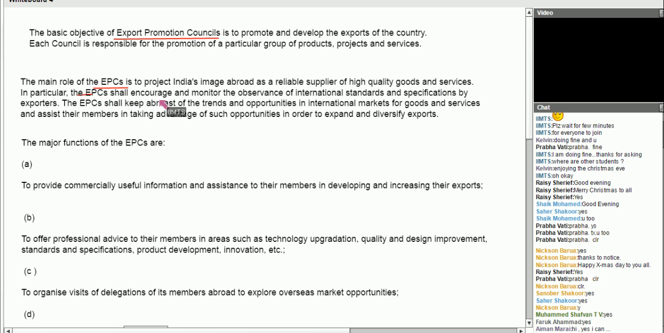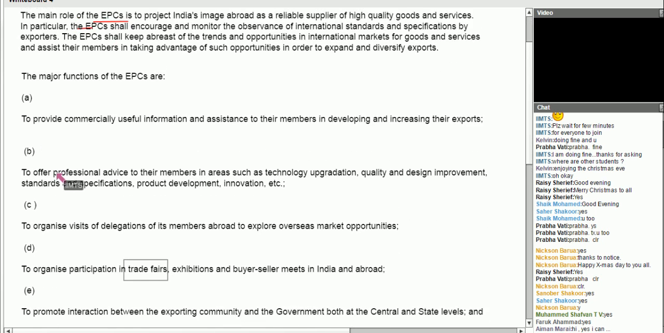The EPC shall encourage and monitor the observance of international standards and specifications by exporters. The EPC shall keep abreast of the trends and opportunities in the international market for goods and services and assist their members in taking advantage of such opportunities in order to expand and diversify exports. There is a list of exporters registered under the Export Promotion Council. So if any input comes to the council which can be helpful to the export companies, they will forward those leads or pieces of information. This is another role they do.